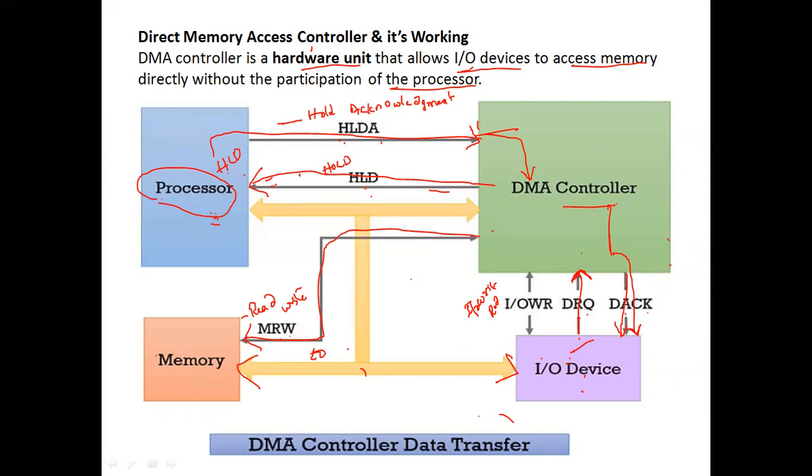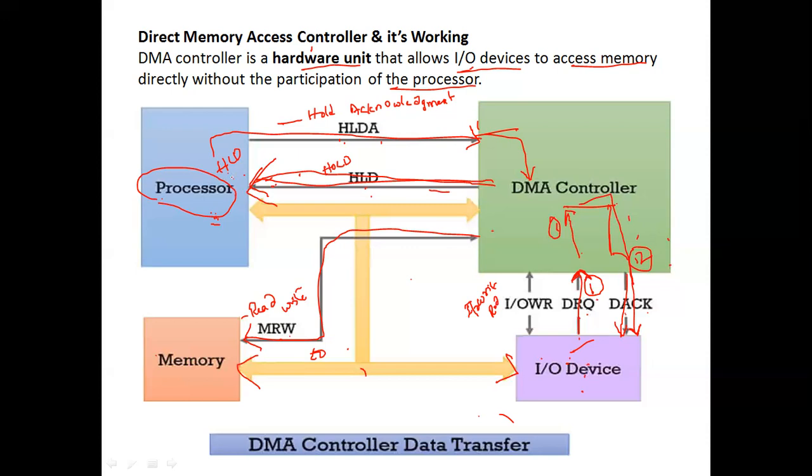Fine. Let me repeat: if an IO device wants to transfer data to or from the memory, first it sends a DRQ signal to the DMA controller. After receiving this DRQ signal, the DMA controller acknowledges that it has received your signal. Then the DMA controller sends a hold request to the processor: you hold for some time, I need to transfer some amount of data.